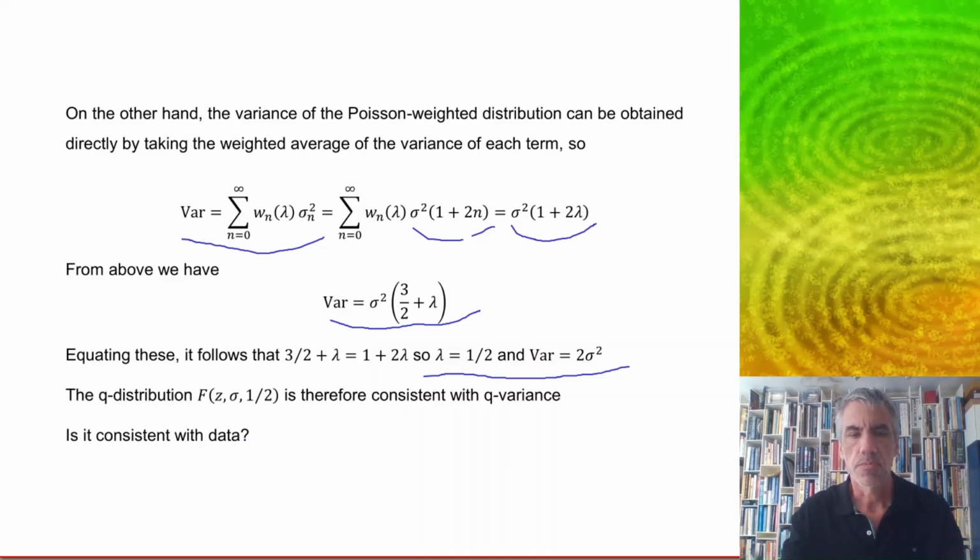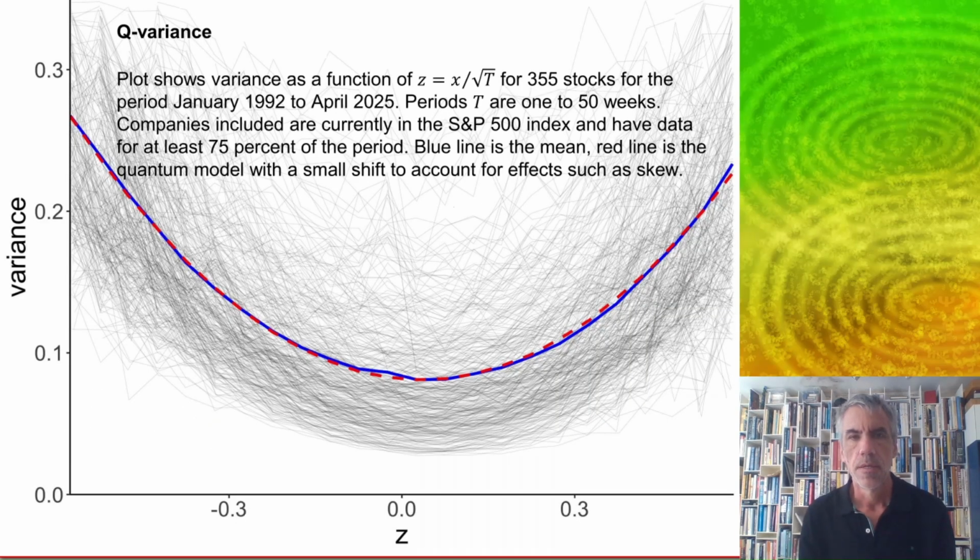Okay, so this Q distribution, which we're calling this thing with lambda equal to 0.5, is consistent with Q variance. Is it consistent with data? Well, in this plot we've calculated variance as a function of Z for 355 stocks from the period going from 1992 to April 2025. The stocks we're considering are ones which have been in the S&P 500 index and have data for at least 75% of the period, so since around 2000. If a stock has just been in for a short time, we're not using it.